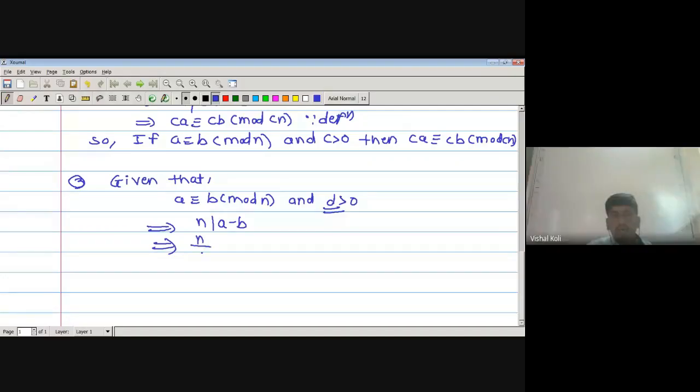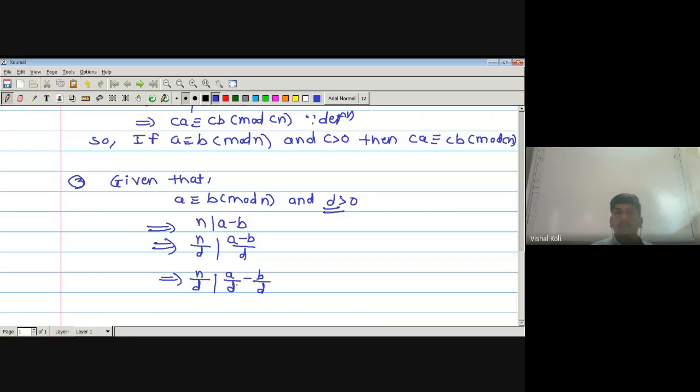all the integers A for n upon D divides A minus B upon D. That is, this can be written as n upon D divides, this can be written as A upon D minus B upon D. Therefore, here we get, as already we have given that D is an integer which divides all the integers n, A and B. Therefore, n upon D must be an integer since D divides n.